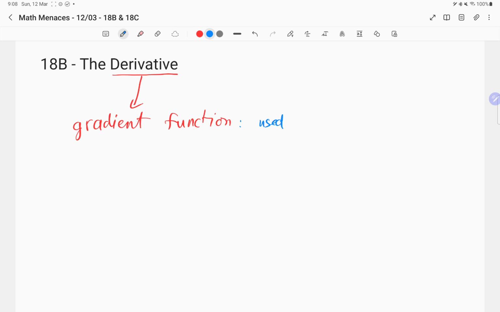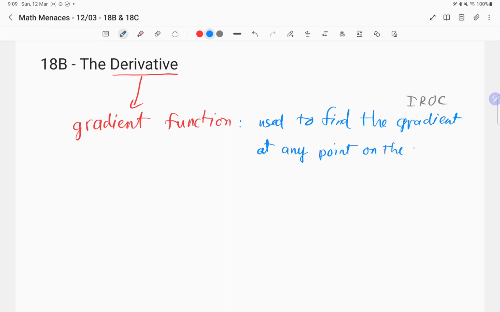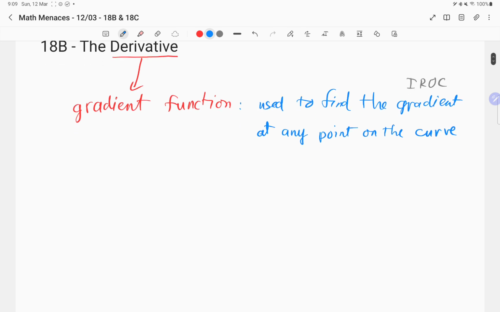Yeah. So the gradient function is called the gradient function for a reason, right? It's used to find the gradient. And this one has many names, so it's either the gradient or the instantaneous rate of change. So just to find the gradient at any point on the function, say on the curve. Okay, all right. So a quick recap.